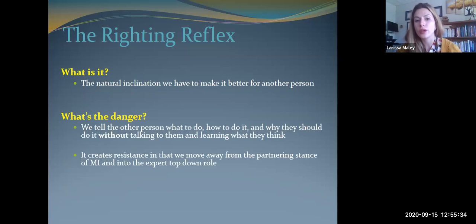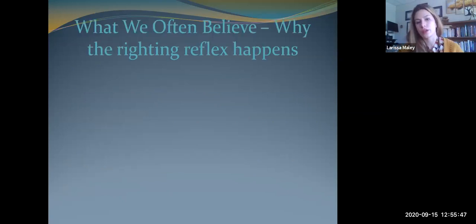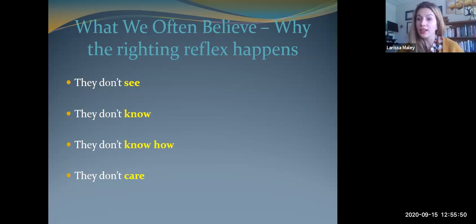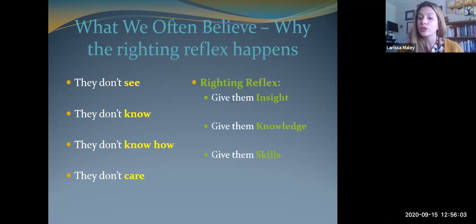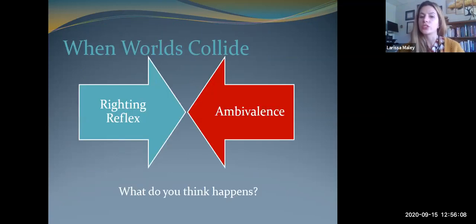We also want to avoid what's called the righting reflex, which is our natural inclination to help someone change for the better. Now, it's normal because we're helpers. We want them to do better. But the second we start saying you should, you need to, you have to, they're going to start arguing the other side. So we have to challenge those beliefs. When we're using the spirit of MI, we have to challenge this belief that they don't see it, they don't know that it's a problem, they don't know how to make a change, or they just don't care, right? They're just so stuck they don't care. And that's not true. If they really are in contemplation, it's not our job to give them insight, knowledge, or skills. It's our job to avoid this collision.